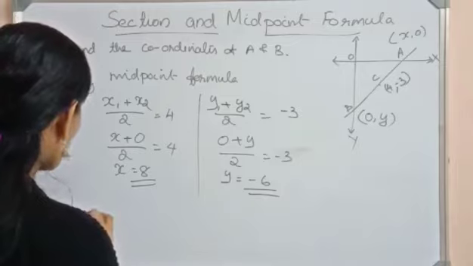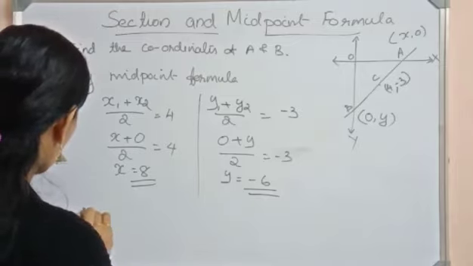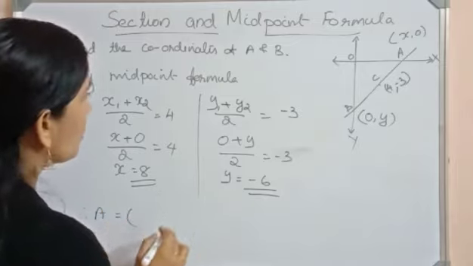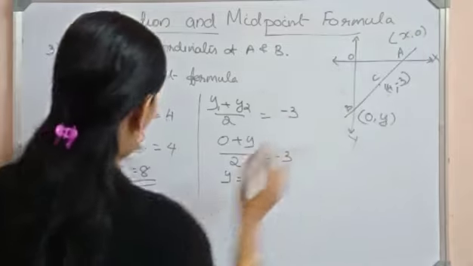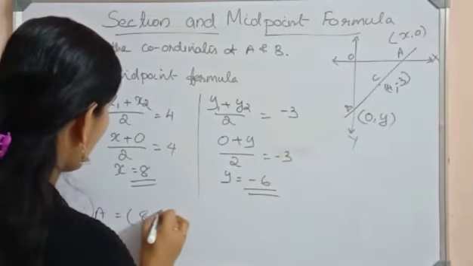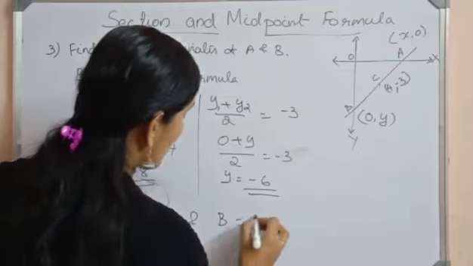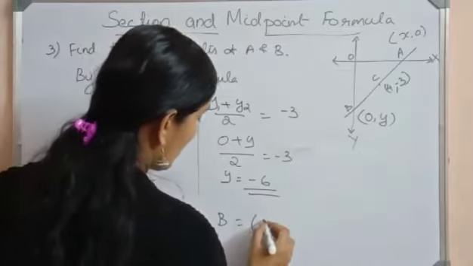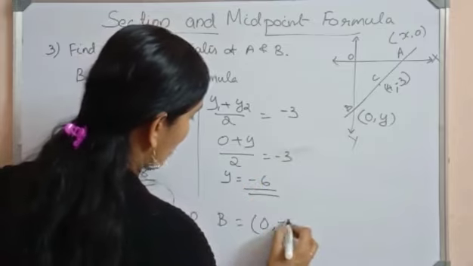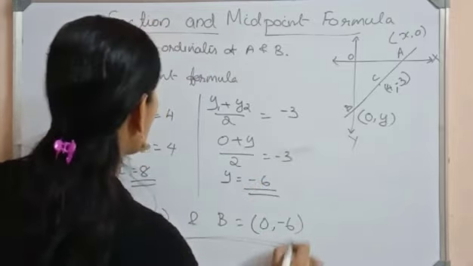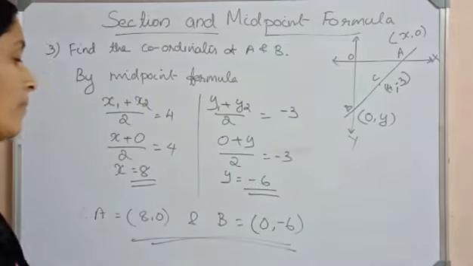Therefore, the coordinates of A is equal to x, 0. x is 8, so 8, 0, and the coordinates of B is equal to 0, y. The y value is minus 6 here. This is what the question asks us to find.